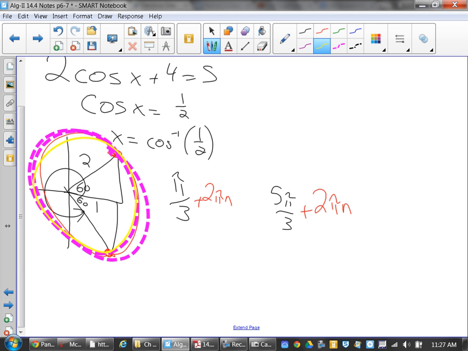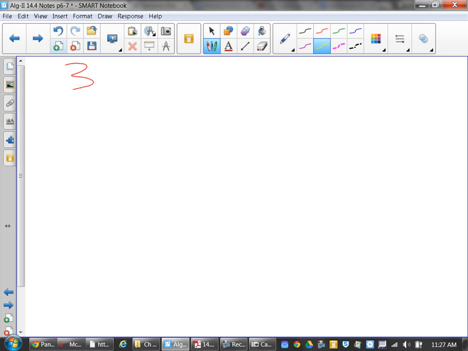The trickiness is just being able to figure out the tack-on values, depending upon the problem. Each one of them is a little bit different. Same idea here. Let's look at 3 secant squared of x minus 4 is 0. I'm going to find the general solution again.